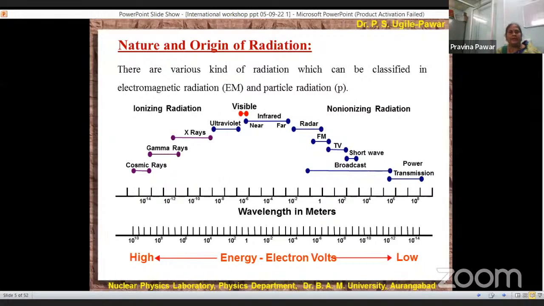Nature and origin of radiation. There are various kinds of radiation which can be classified into electromagnetic radiation and particle radiation. Ionizing radiation, visible, non-ionizing radiation. So here: cosmic rays, gamma rays, X-ray, ultraviolet, infrared, radar, FM, TV, short wave, from high to low. The types of radiations: non-ionizing radiation and ionizing radiation.